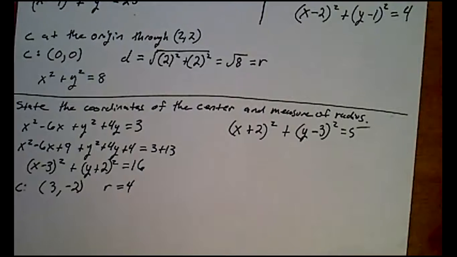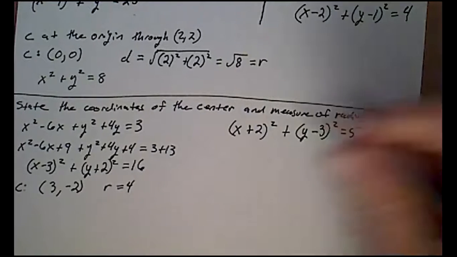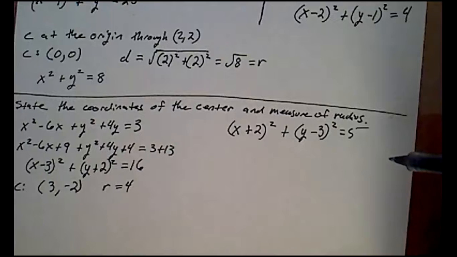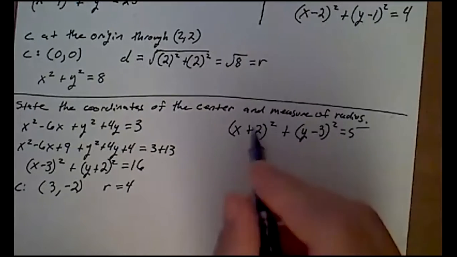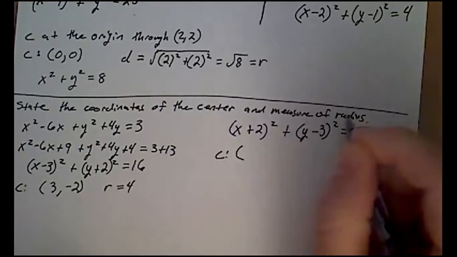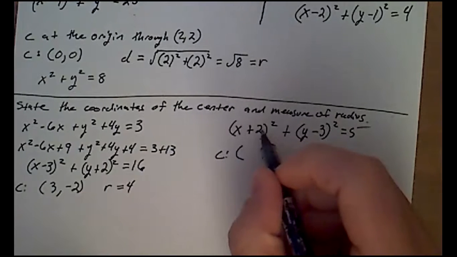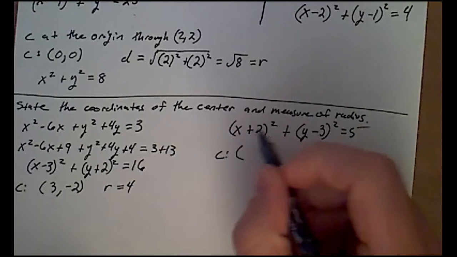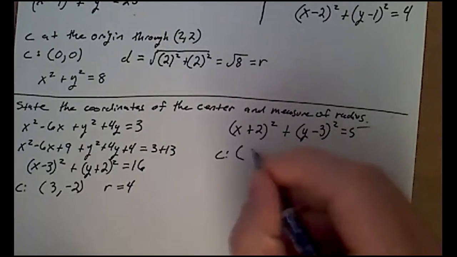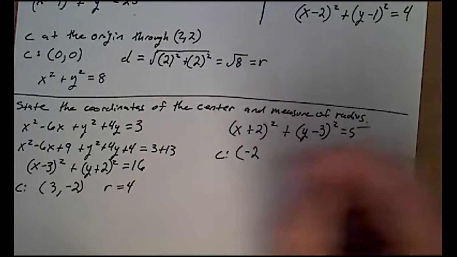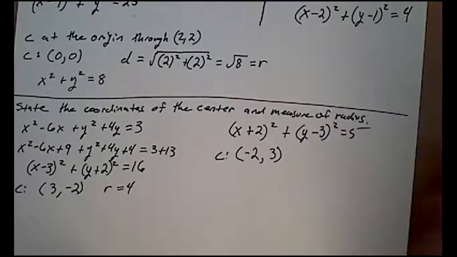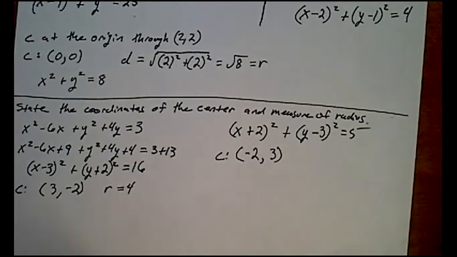So don't get confused here and try to go backwards. We are not actually squaring x plus 2, right? This is the form that we want. So what is our h? We have x plus 2. In our formula, it's x minus h. So since we have a plus here, we need a negative 2. Y minus 3 gives us a center of negative 2, 3.